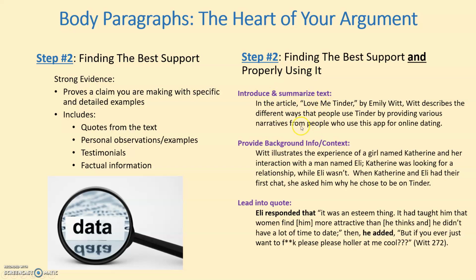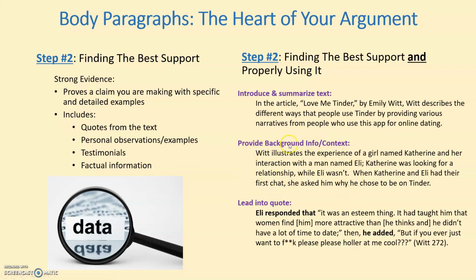Look at this one right here. In the article, Love Me Tinder by Emily Witt, Witt describes the different ways that people use Tinder by providing various narratives from people who use this app for online dating. I took this from a student writing. It's not perfect, but it still gives an overview of the article and the author. Then look here. You have to provide background information, context. So if you're going to use evidence, you better have the context for it.